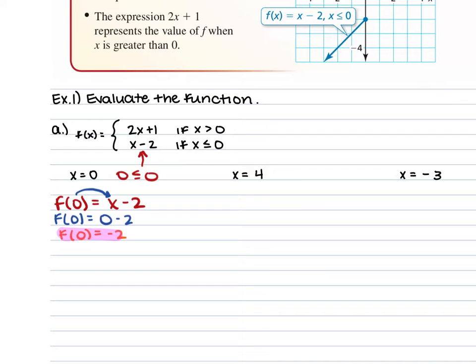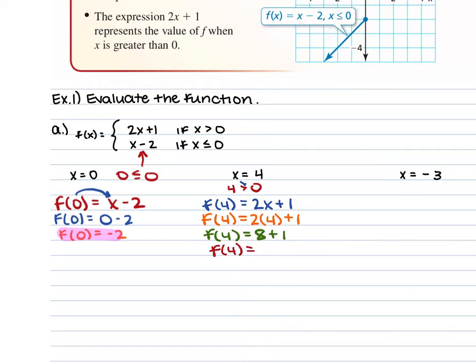For x is equal to 4, plug this in. We have 4 is greater than 0. Is that a true statement? Yes. So use the 2x plus 1. So f of 4 is equal to 2x plus 1. We plug that 4 in for x and get 2 times 4 plus 1. The 2 times 4 is 8, so f of 4 is equal to 8 plus 1. 8 plus 1 is 9. So f of 4 is equal to 9.